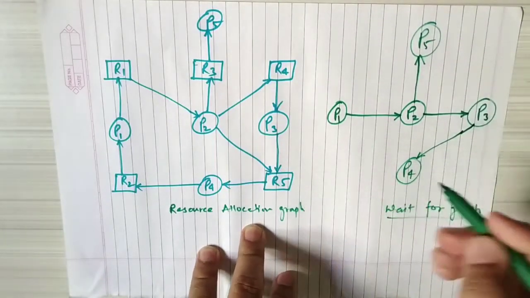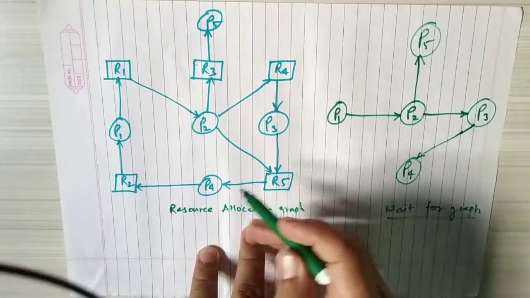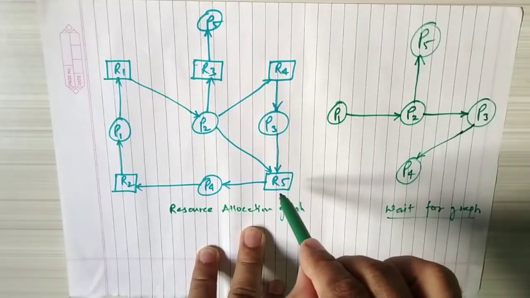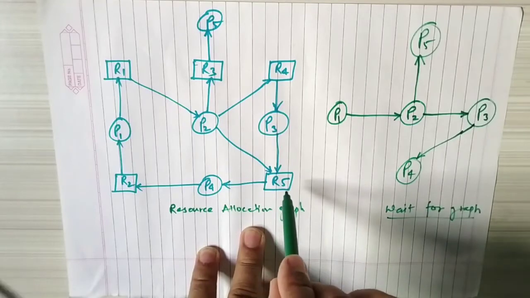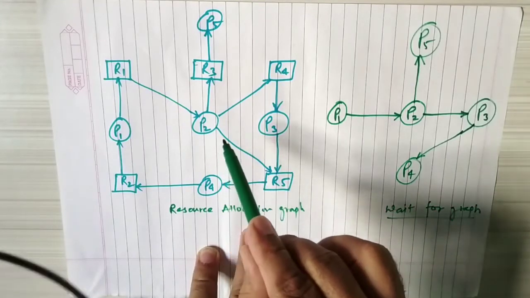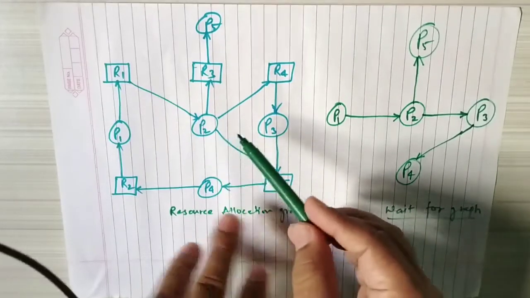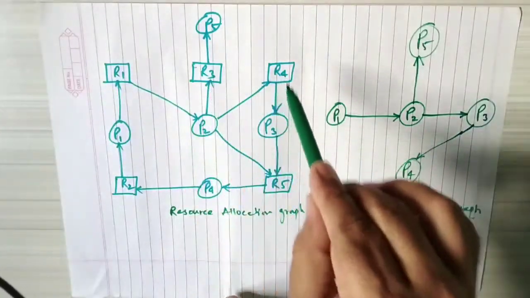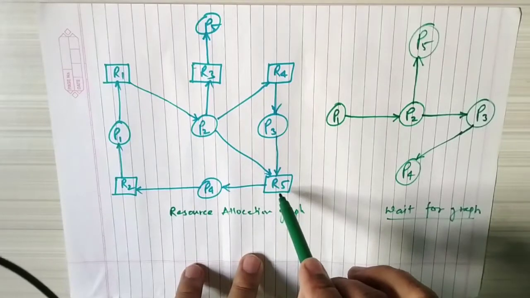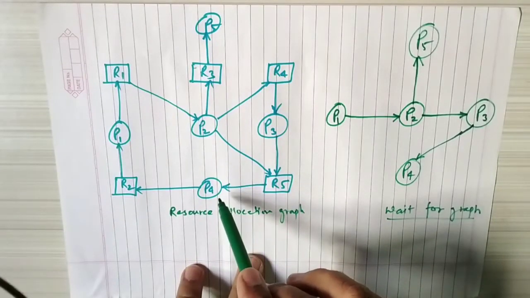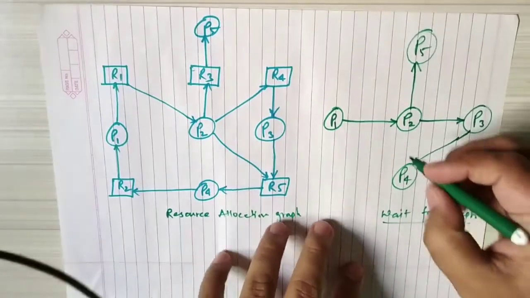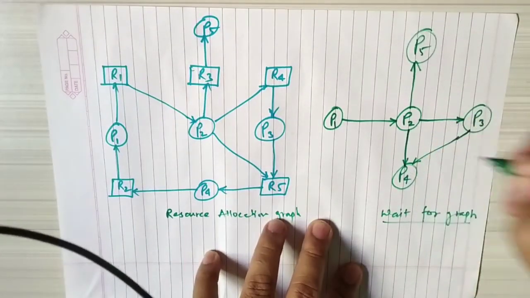Now the last remaining is P2 to P4. P2 is waiting for the resource R5. P2 is holding resource R1, waiting for R3, R4 and R5. R5 is already held by P4. So indirectly P2 is waiting for P4. So P2 is waiting for P4.